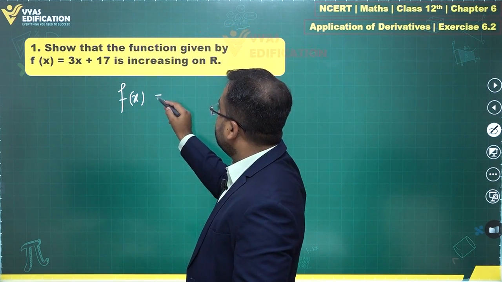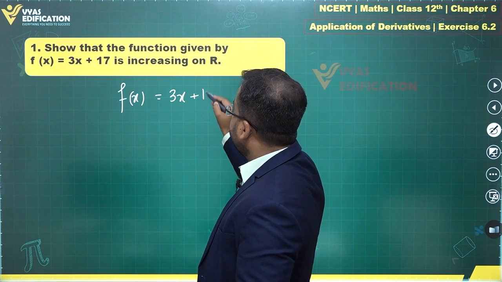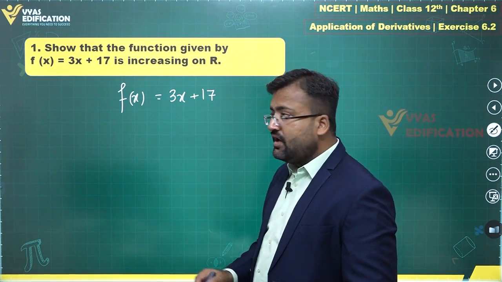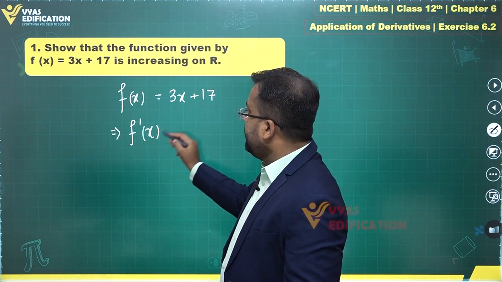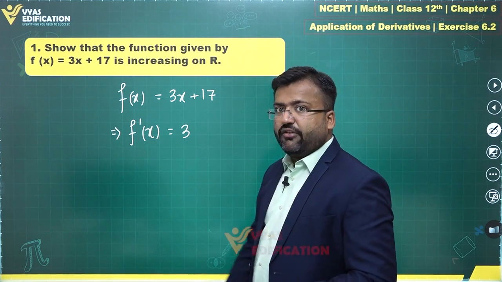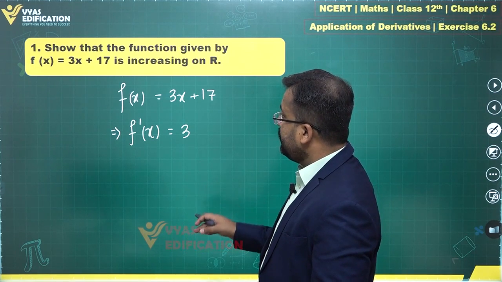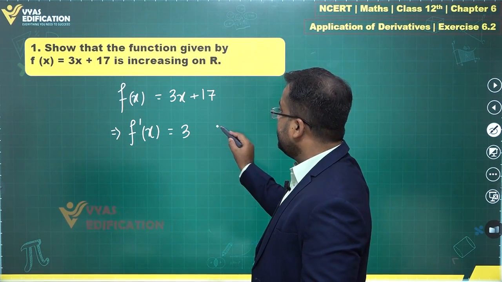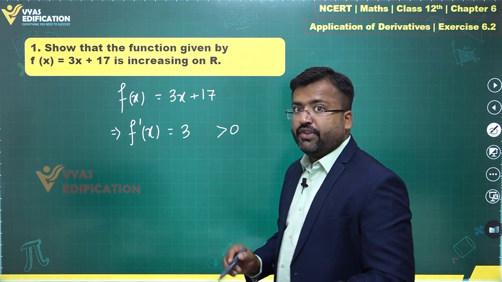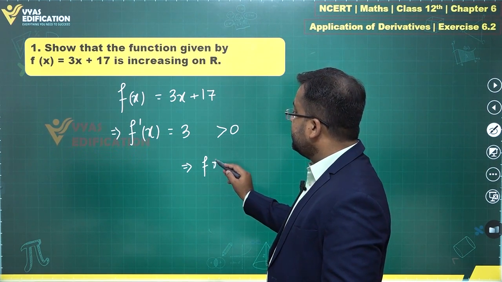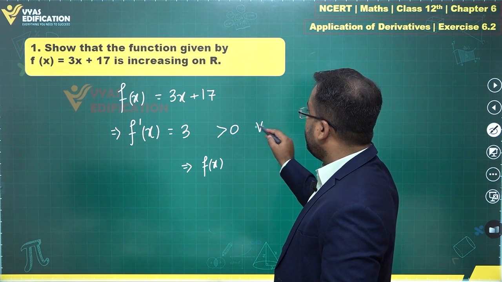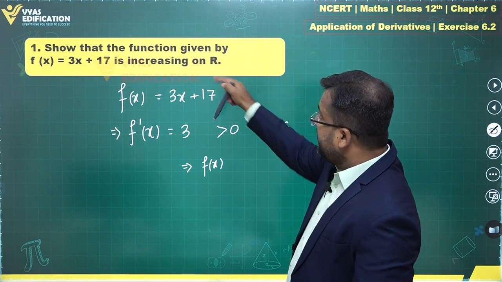f(x) is equal to 3x + 17. This is given, right? So can we find the derivative of f? Yes, f'(x) will be equal to simply 3. The derivative of 3x is 3, the derivative of 17 is 0. And this 3, you can observe that this is greater than 0. This is greater than 0 implies f(x), since this derivative is greater than 0 for all x belongs to the given interval R.